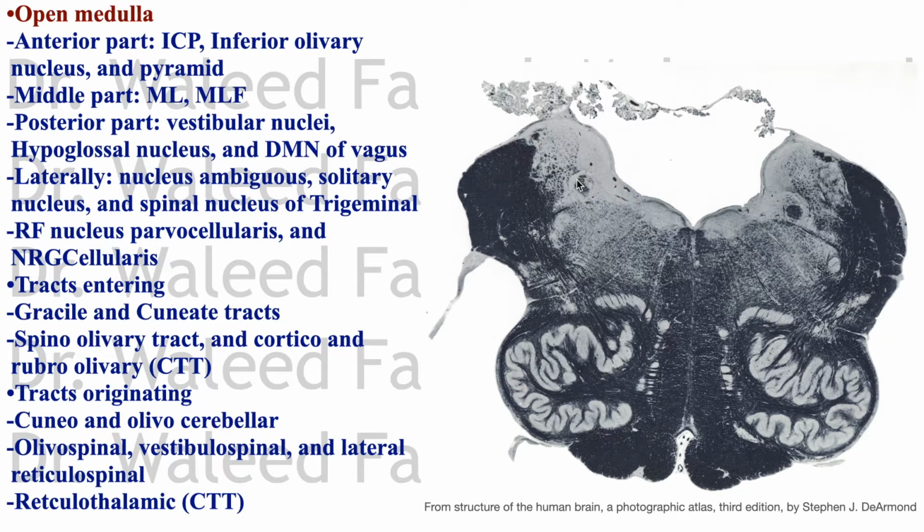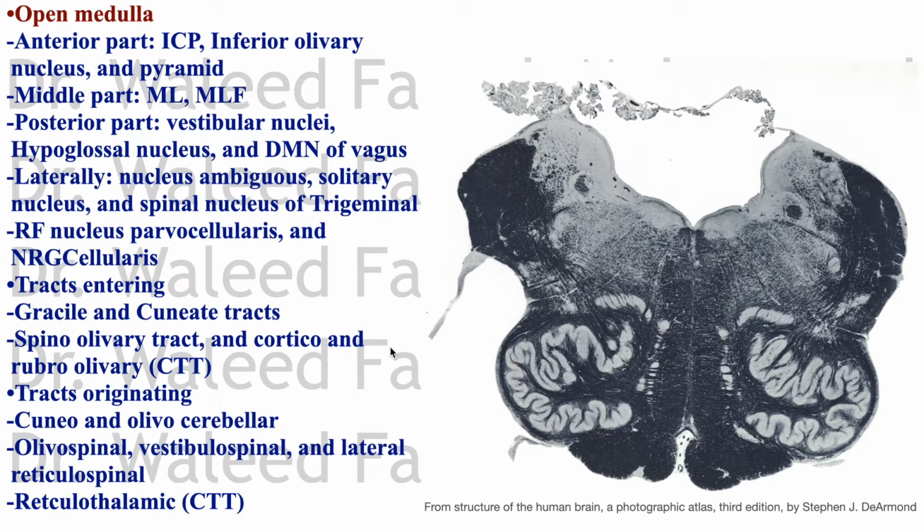and then the nucleus solitarius with its tract. The nucleus ambiguus also in this area. This is the open medulla. We can see the inferior cerebellar peduncle, inferior olivary nucleus, and the pyramid. This is the pyramid here. In the middle part, we can see the medial lemniscus and the MLF in this area.